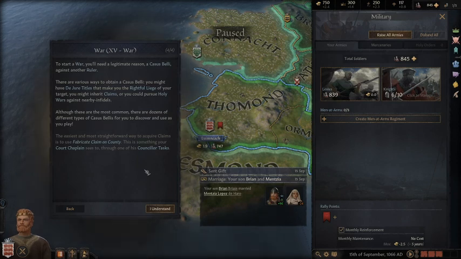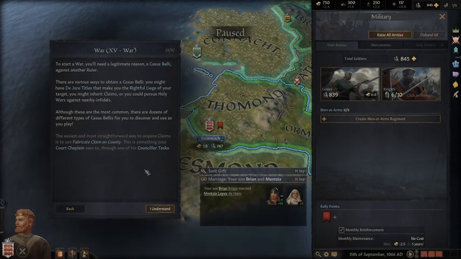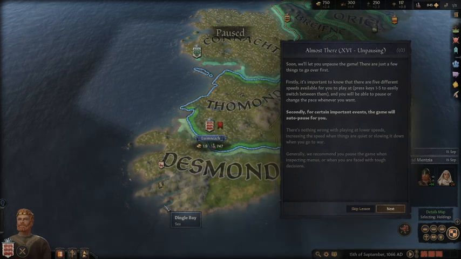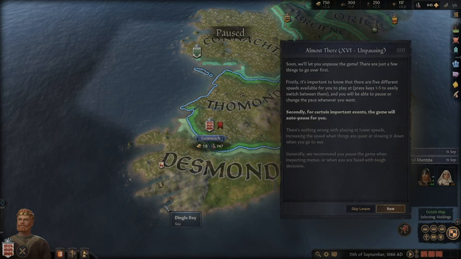The easiest and most straightforward way to acquire claims is to use Fabricate Claim on County, which is something your court chaplain sees to through one of his counselor tasks. Almost there! We will soon let you unpause the game! There are just a few things to go over first.